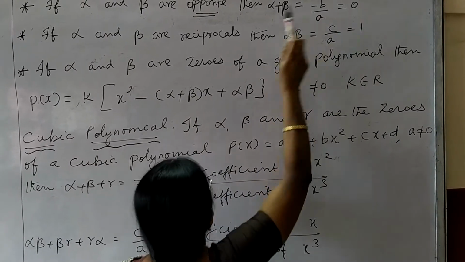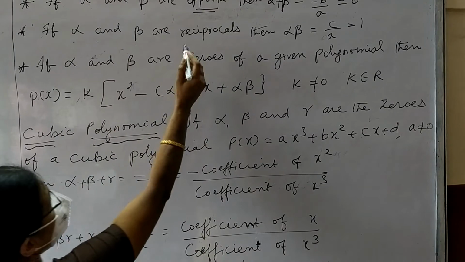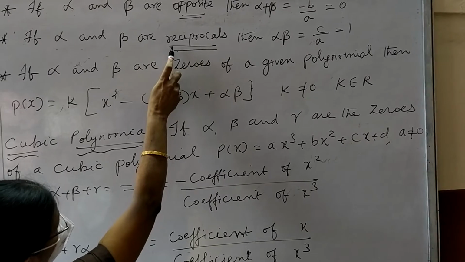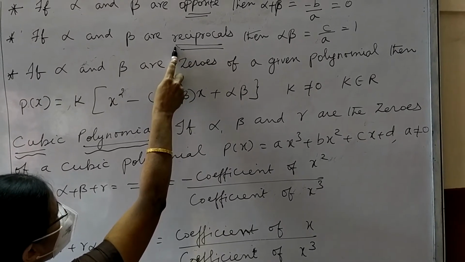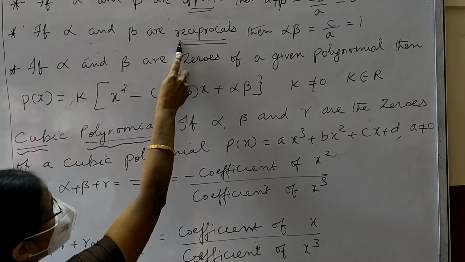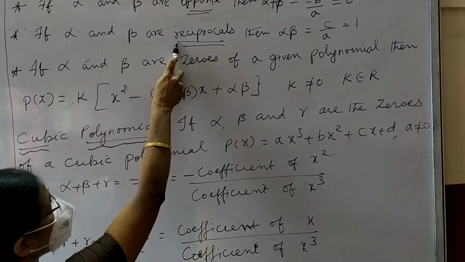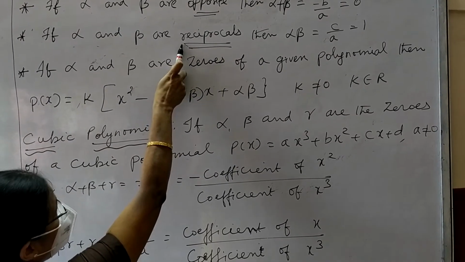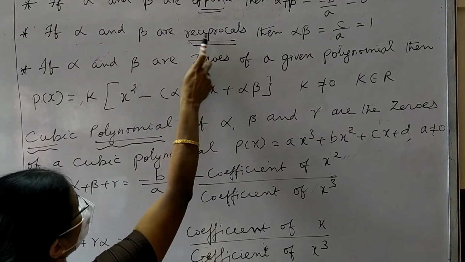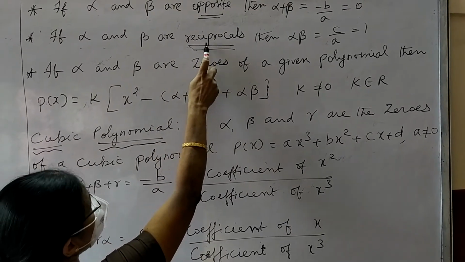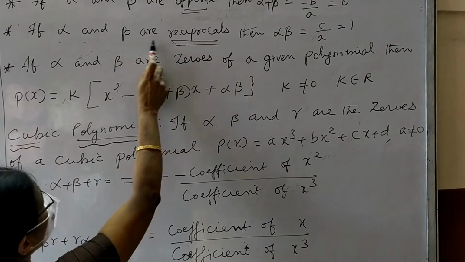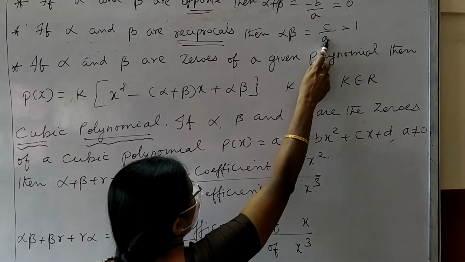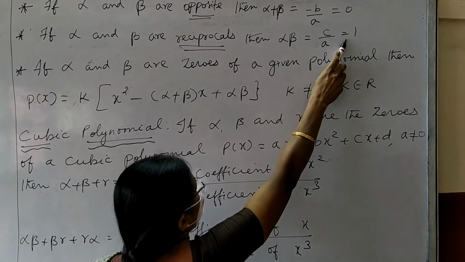If alpha and beta are reciprocals, hope you remember what are reciprocals. If 4 upon 5 is a given number, then 5 upon 4 is the reciprocal. If 2 is the given number, 1 upon 2 is its reciprocal. If minus 2 upon 3 is the given number, then minus 3 upon 2 is the reciprocal. So if you multiply two numbers which are reciprocals of each other, then alpha beta, the product of zeros, will be equal to 1. So c upon a is the product of the zeros we know by the result, that will be equal to 1.